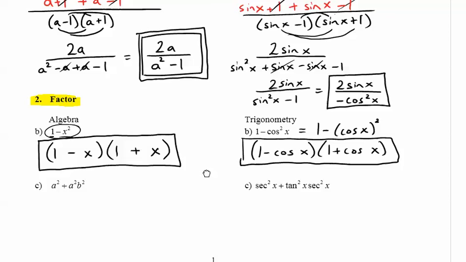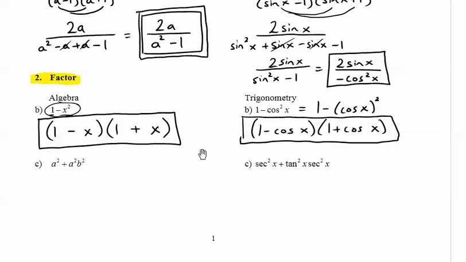For part C, we're looking for a common factor. So we have two terms. What do they have in common? They both have an a squared term. So we'll take an a squared out, and in brackets we'll write what's left over. When we divide this by a squared, we're left with just b squared. Don't forget that when you divide a squared by a squared, you still have something left over. You have the number 1. So we have a squared times 1 plus b squared.